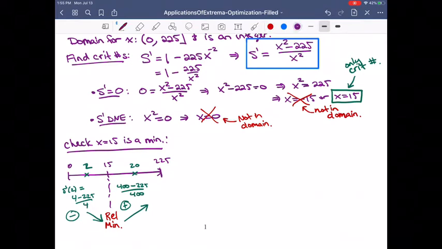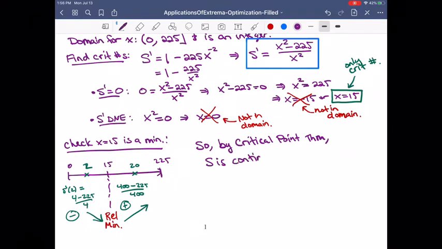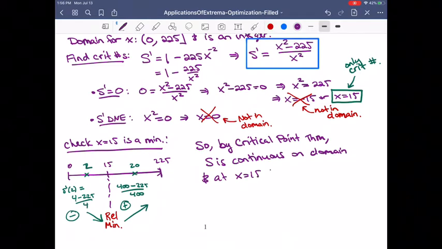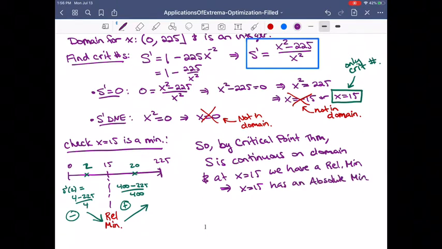Because it's the only critical number, by the critical point theorem that we talked about in the last video, s is continuous on our domain, on the interval, and at x equals 15 we have a relative minimum. So that means that x equals 15 has an absolute minimum there, which is actually what we're looking for. So now we know that that's where our absolute minimum is.